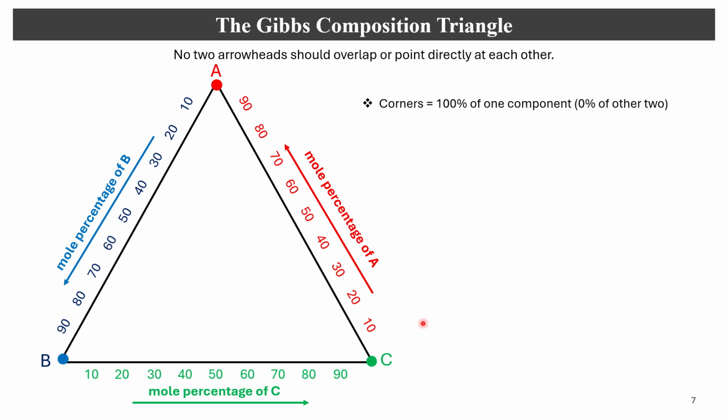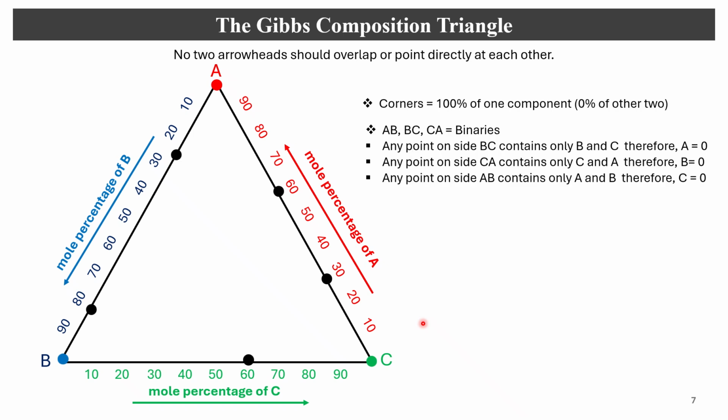Right? That means these lines actually represent binaries. They are not pure components, those edges. We'll try to calculate some composition. Let us say there is a point here at this line. You can read that as C60 B40.